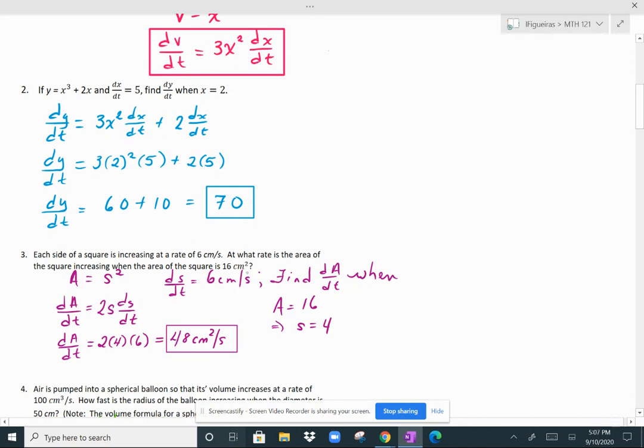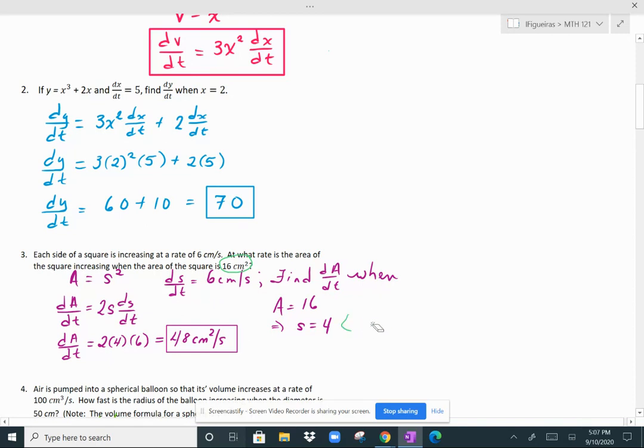So again, you're told in the problem that the side is changing at 6 centimeters per second, but I don't know what s is, but I can use this information here. I want to find dA/dt when the area is exactly 16 centimeters squared. So if A is 16, and remember A is s squared, take the square root of both sides, it means that the side is 4 centimeters.